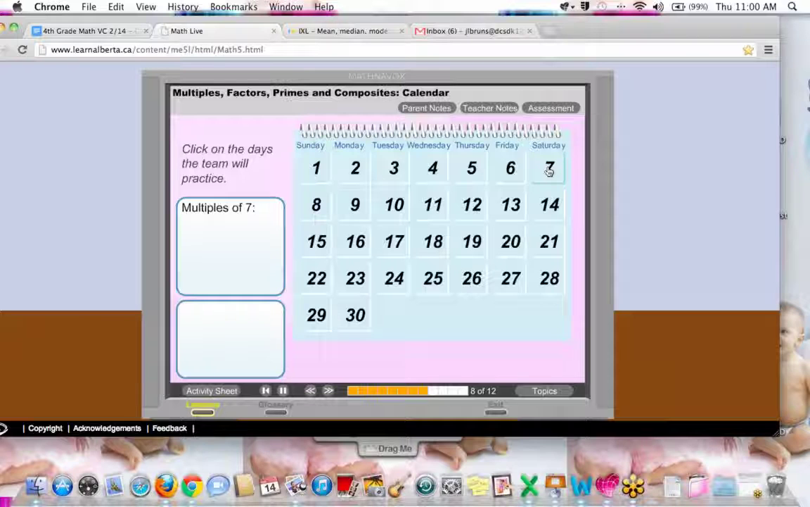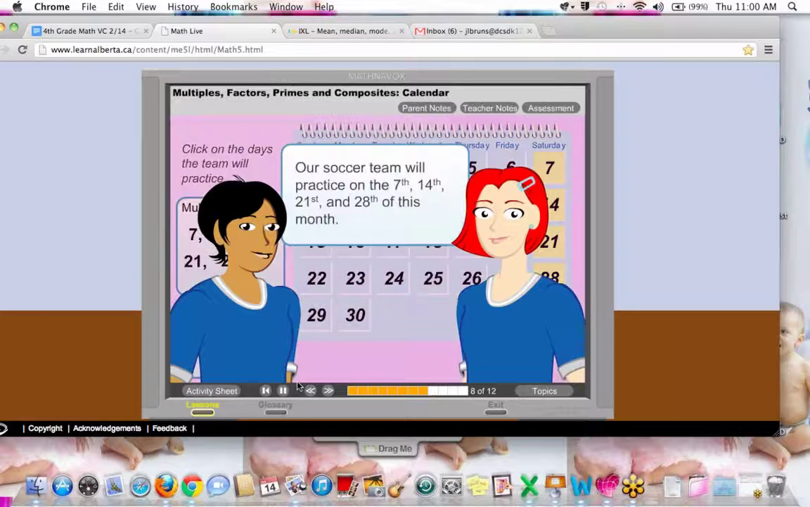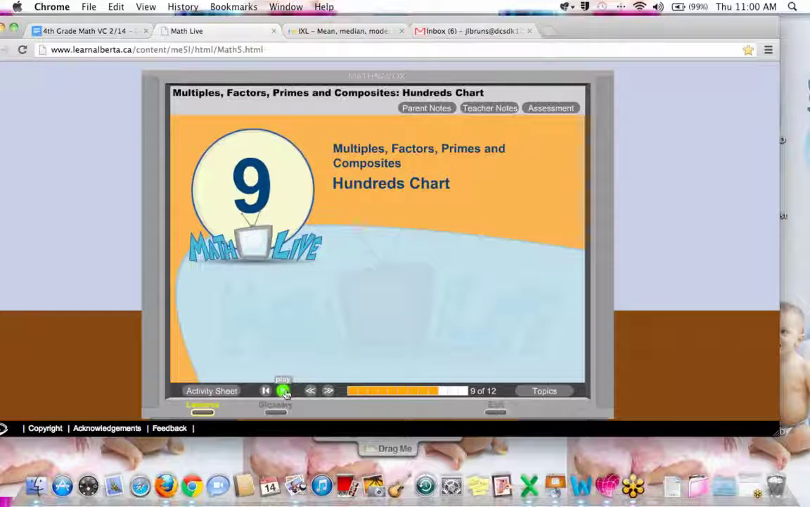Okay, I'll do the first one for you because it's easy. What would be my next multiple of 7? 7, 14, 21, 28. Yay! 28. Great work! By finding multiples of 7, we have determined that our team has a practice on the 7th, 14th, 21st, and 28th of this month. Very good. Right.